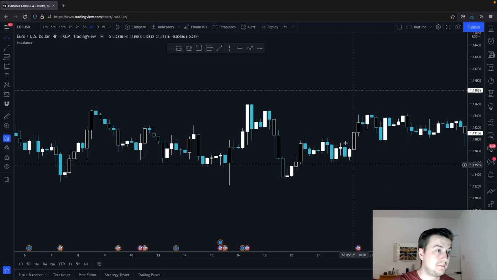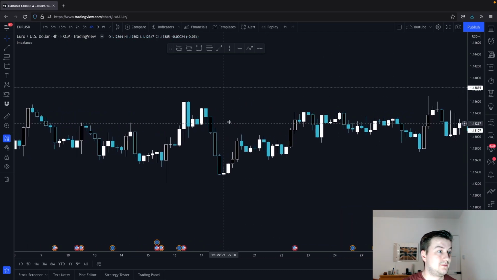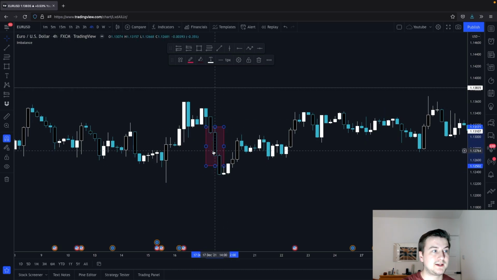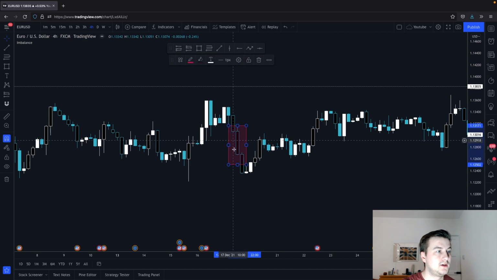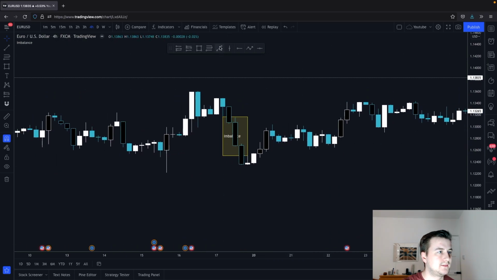You will then be looking for the imbalance black candles. Mark out your imbalance black candles. So you look for a strong push that contains these imbalance black candles, right? Now you've got this strong push, mark it out as imbalance.